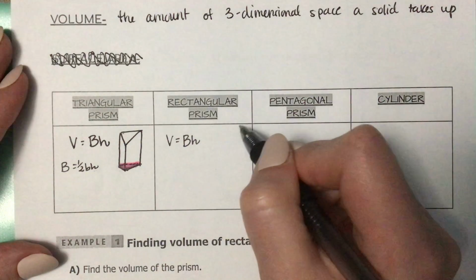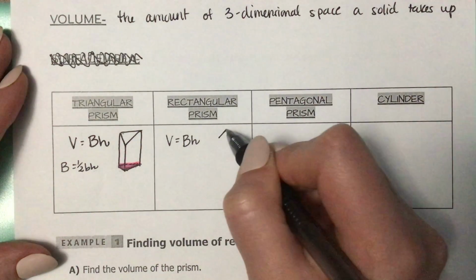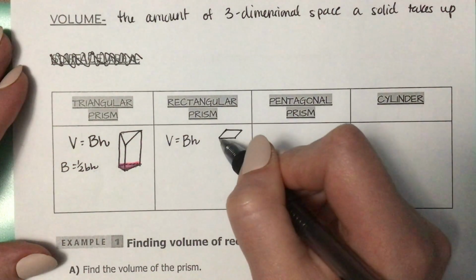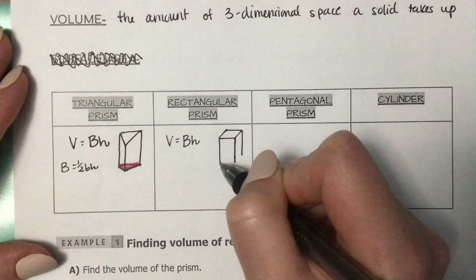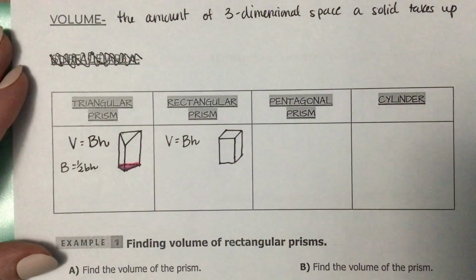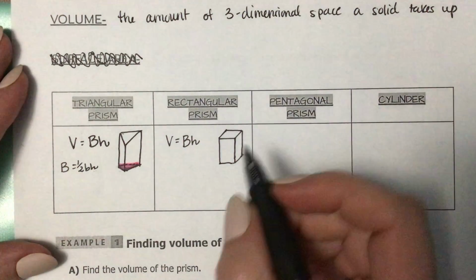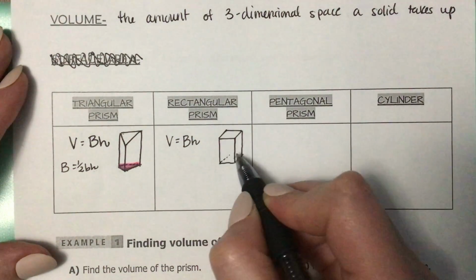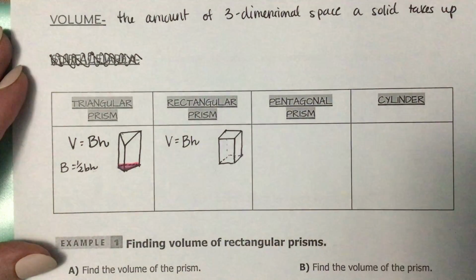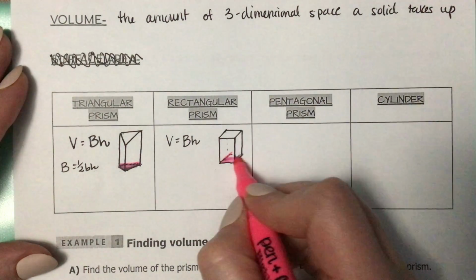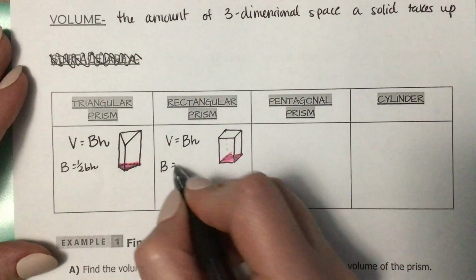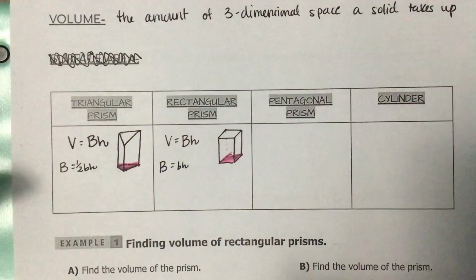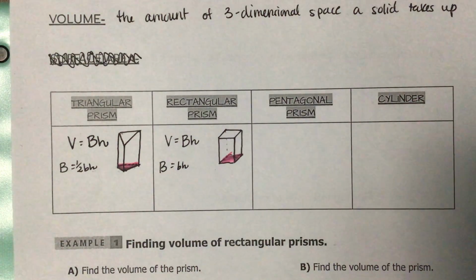A rectangular prism might look like this. And once again, their dimensions change. Sometimes they're short, sometimes they're tall. It's just kind of according to what the picture looks like. But the base in this scenario is a rectangle. And the formula for that is going to be base times height. Now, I know that's weird, like I said, but we're using formulas within formulas.